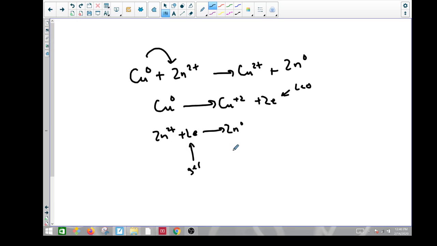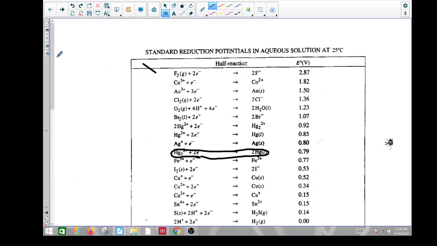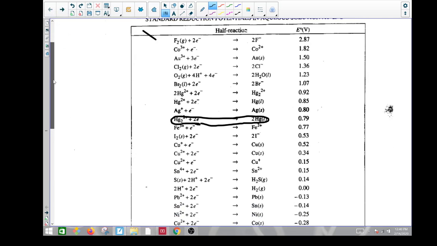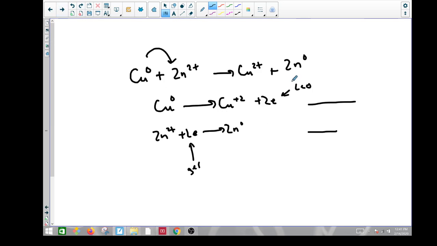LEO says GER. Each of these has a voltage. Remember, the chart only shows things that are gaining. So let's go find zinc. Zinc will be on this chart exactly as we see it. That's really important. So zinc, there it is, way at the bottom. Zinc gaining electrons to form zinc metal is a negative 0.76 volts. So let's go ahead and put this on here. Negative 0.76 volts.